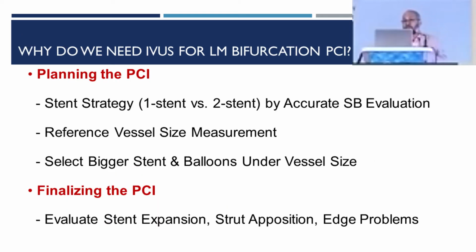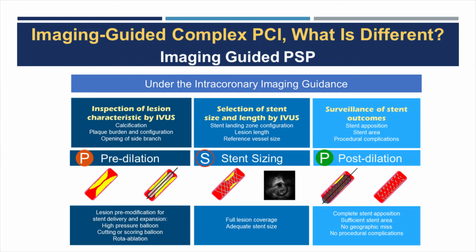So why do we need the IVUS for left main bifurcation PCI? There are two principles. Number one principle, planning for the PCI, either stent strategy, single stent or double stent strategy, and determination of the reference vessel size, and select the bigger stent or bigger balloon in comparison to naked eye. Finally, IVUS after stent deployment evaluates stent expansion, stent apposition, and any edge problem, edge dissection or not. So this is the principle of image-guided complex PCI.